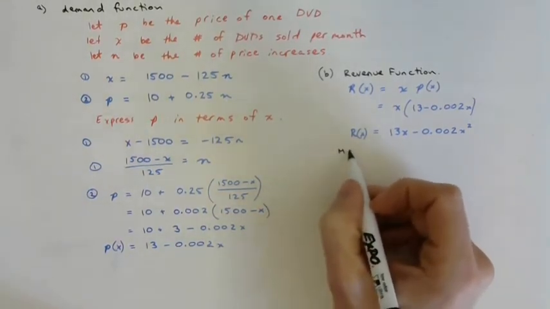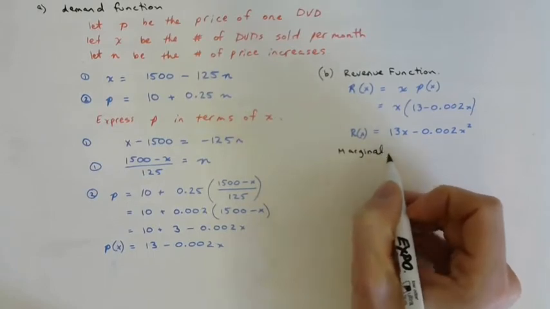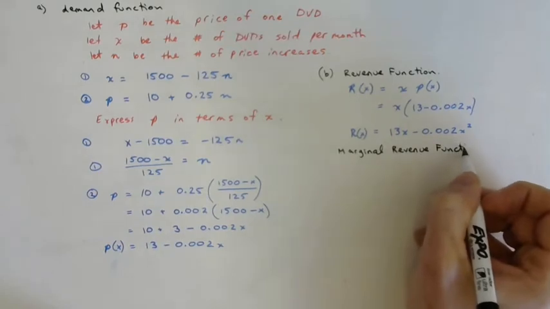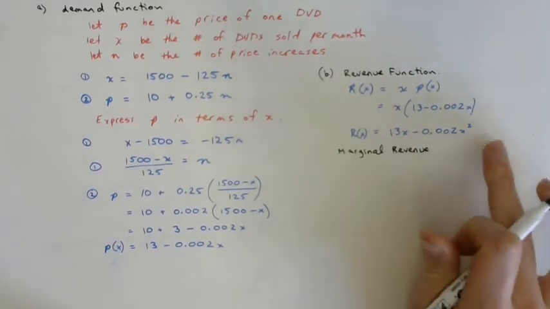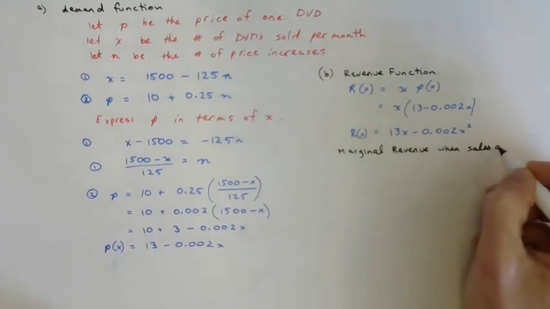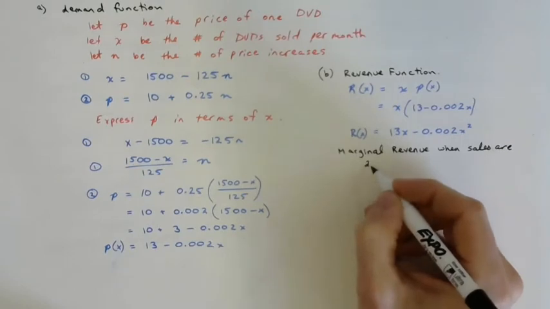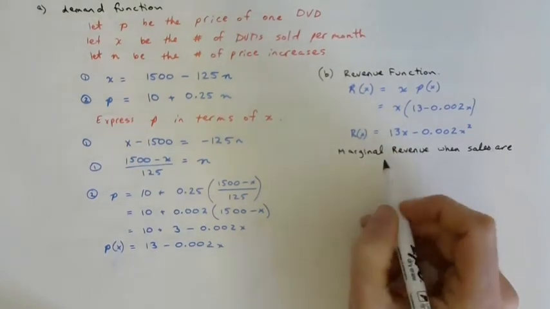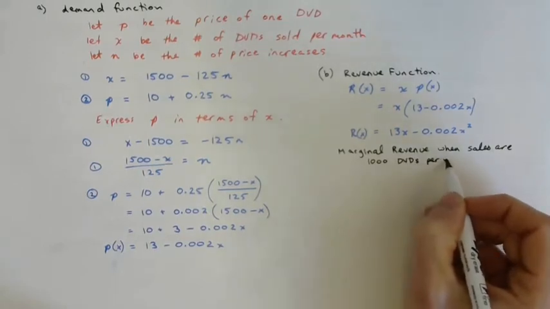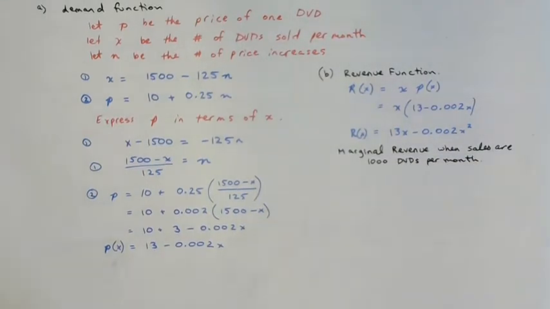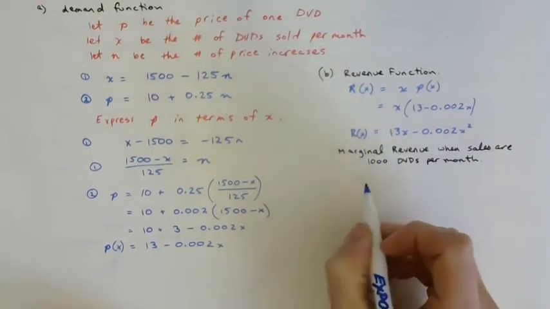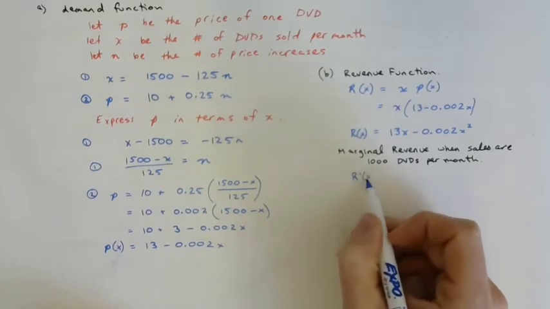So step 2 on B is the marginal revenue function, or marginal revenue when sales are 1,000 DVDs per month. All right, the marginal revenue is just the derivative of the revenue function. So we take r prime of x.